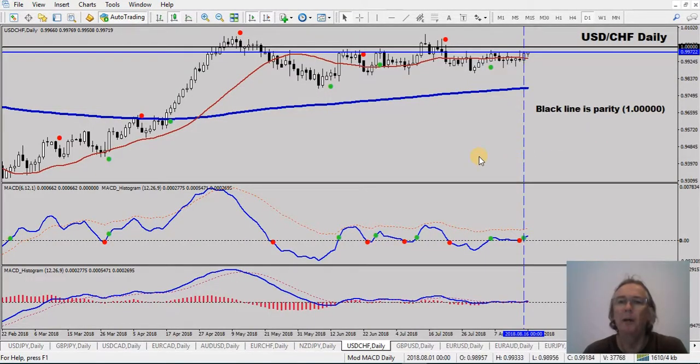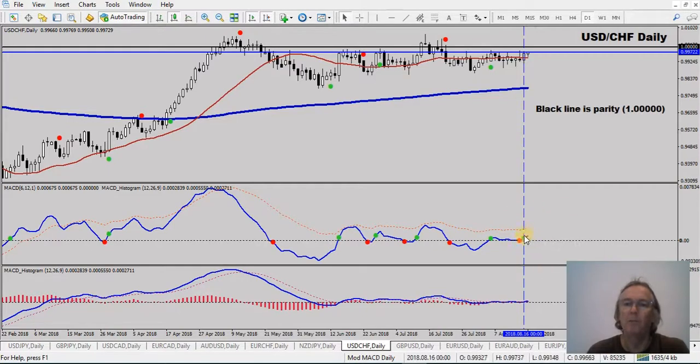All right, new trade. Would you believe the USD Swiss franc took a new buy trade this morning? It's with the 240 LMA, but again, the problem is that black line. That thick black line is parity, 1.000. I've gone on about it many times before.